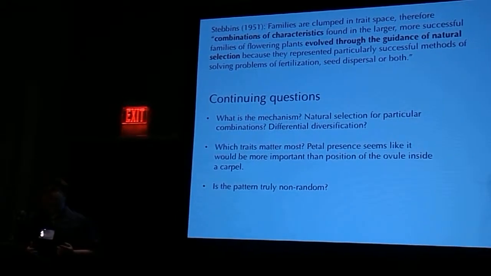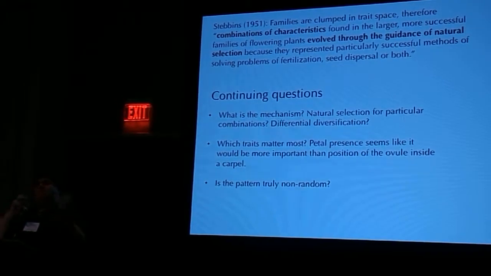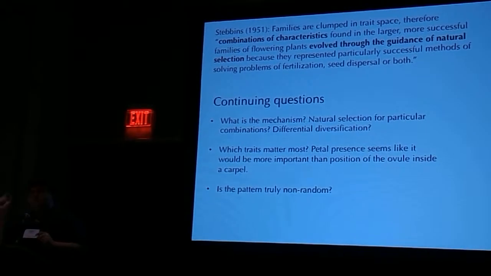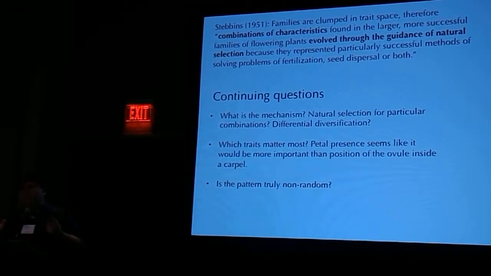Which traits matter most? So we found that through this clumping, and that's a good step. But does having petals versus not having petals matter? Or is it position of the ovule? Is that what matters for diversification? Okay. And is this pattern truly non-random?